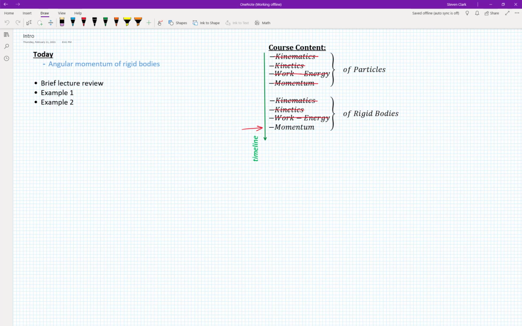Today we will continue momentum of rigid bodies, and we will focus on this subtopic, angular momentum of rigid bodies. So I will start our discussion with a brief lecture review, and then we will do two examples. Without further ado, let's dive straight into it.